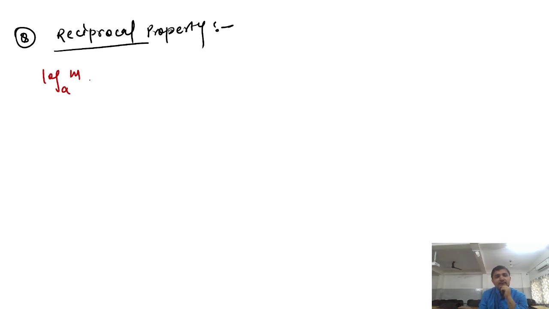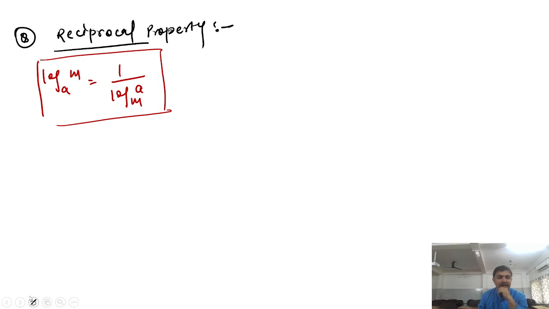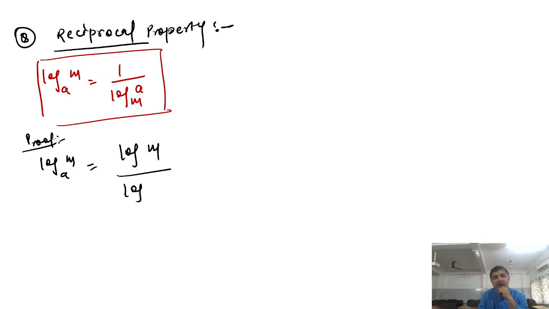Reciprocal property. So what we have is an extension of the base change theorem only. Say we have log of m base a. We can write it as 1 by log of a base m, where the base and argument are interchanged. How? Let's see. Log of m base a. Just now we have studied that we can use the base change theorem and provide any base according to us. So we can write it as log m by log a.